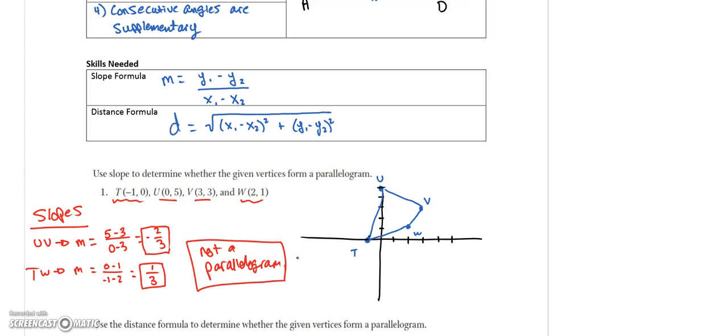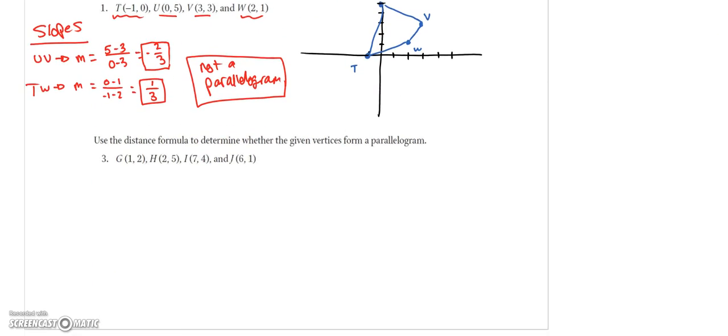Okay, so what I would have needed to do is prove that these two were parallel, and if they were, then I would have had to prove that these two were parallel. Okay, now I'm going to erase those marks because that did not happen. Okay, but that's the idea.